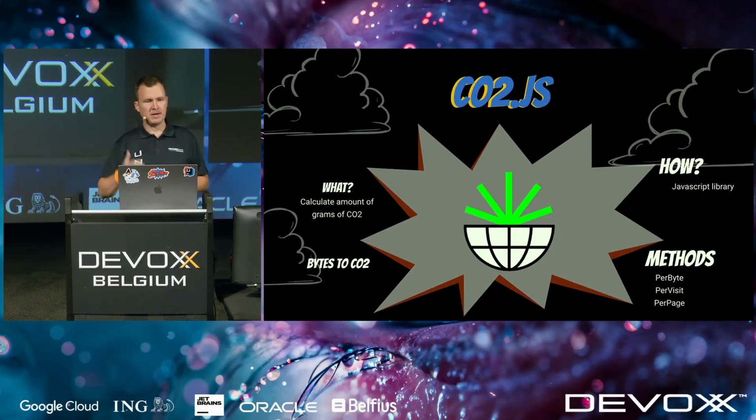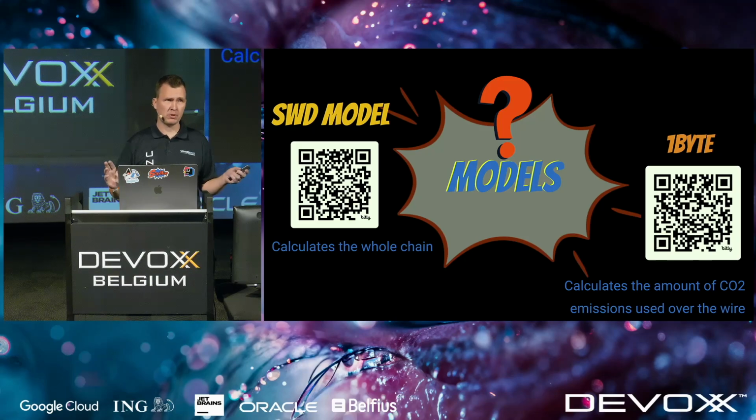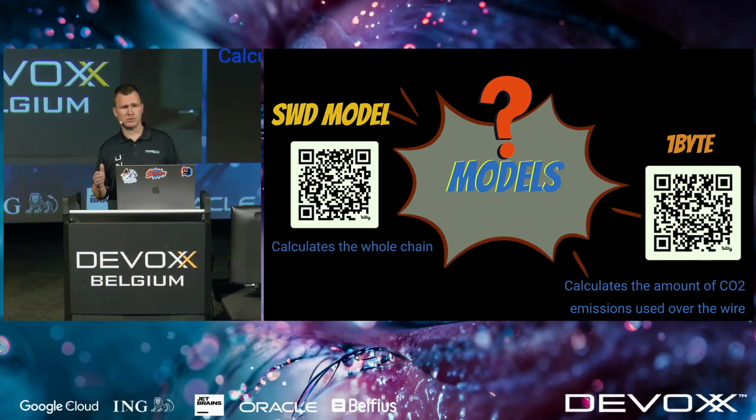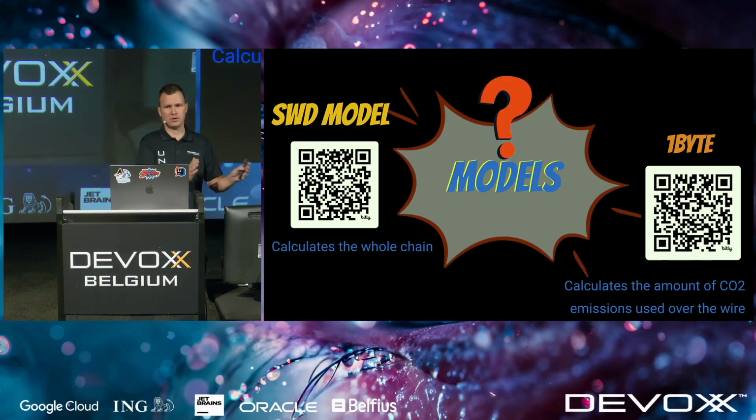Yeah, it calculates the amount of grams of CO2 with a JavaScript library. You have certain methods: per byte, per visit, per page. And it's from the Green Web Foundation. They think of two models here. You can check only the calls to your backend system, and that's it.